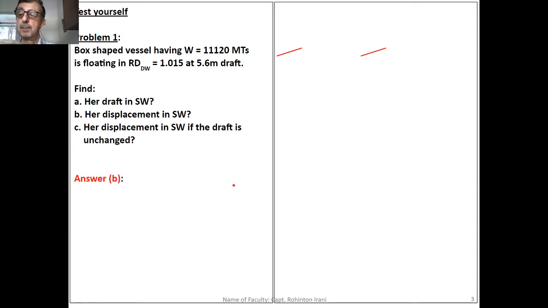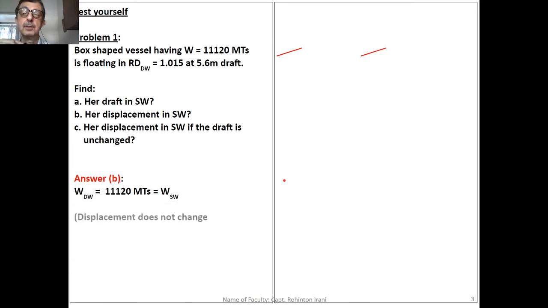So let us start with part B of the problem. Her displacement in salt water will be the same as the displacement in dock water because displacement does not change when she goes from dock water into salt water. It remains the same. Hence, the displacement in salt water is also equal to the displacement in dock water, which is 11,120 metric tons.